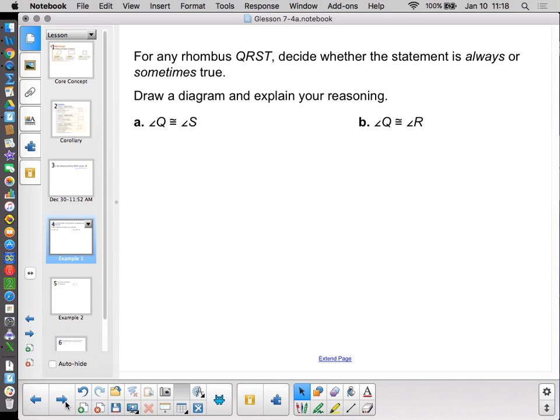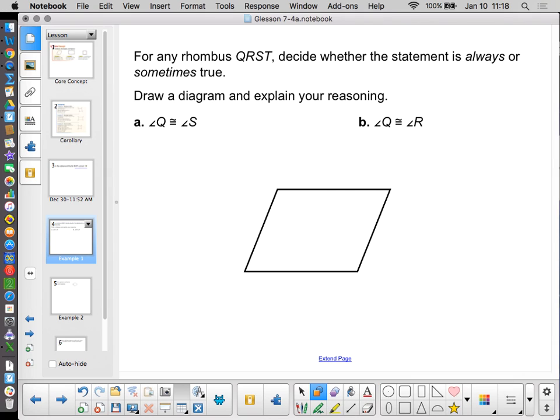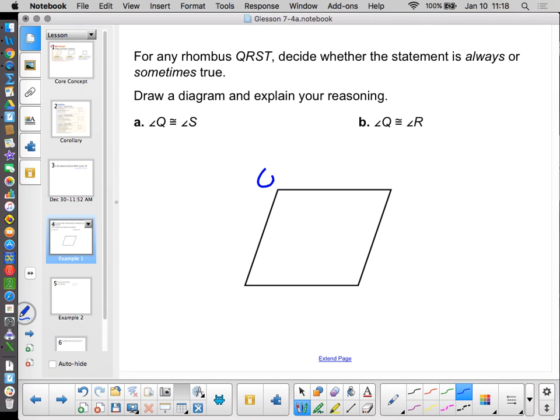For any rhombus QRST, decide whether the statement is always, sometimes, or never true. Draw a diagram and explain your reasoning. So pretty straightforward. We're going to go ahead and draw ourselves a rhombus. I get to cheat a little bit because I do have the drawing tool here. So I'm going to guesstimate that that's a rhombus, and it's going to be QRST. So we'll go around in order.